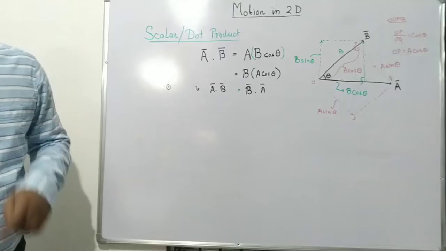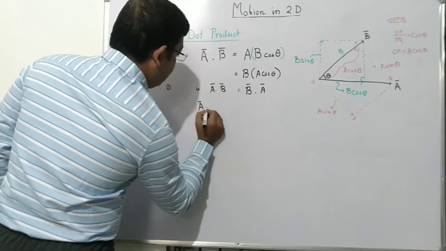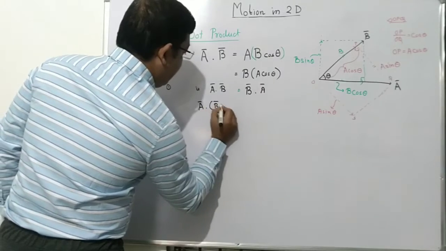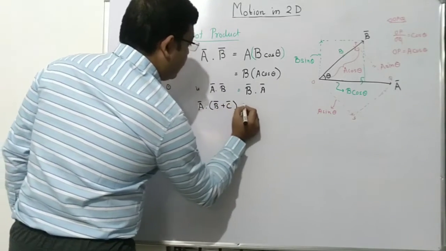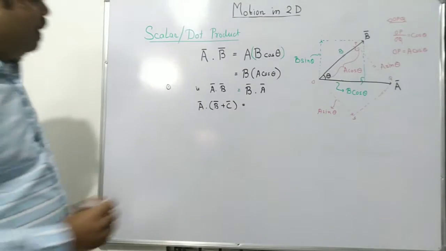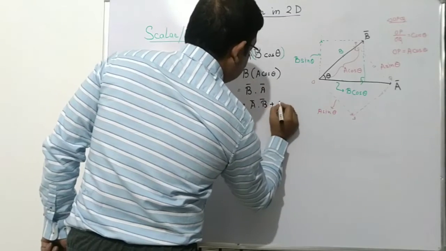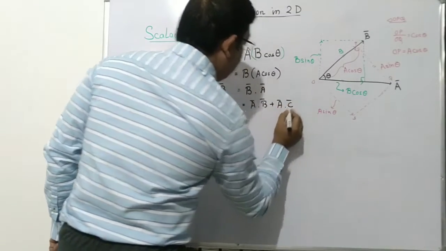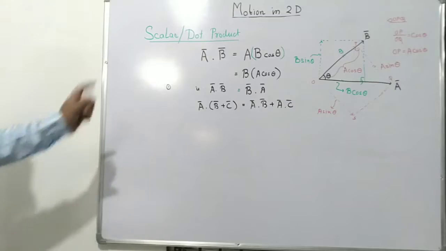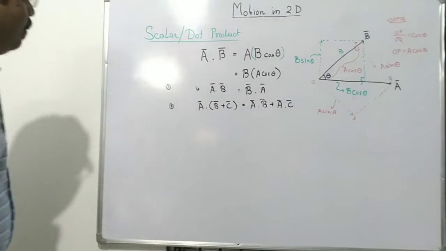Okay, so the second property is that A dot (B plus C) is equal to A dot B plus A dot C. That is, the dot product is distributive over addition. This is property number 2. Property number 3.